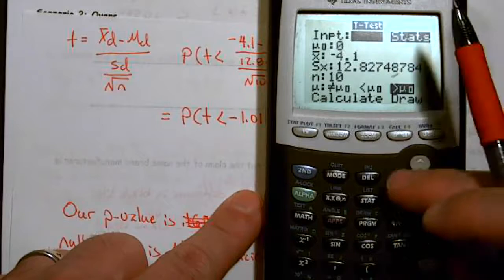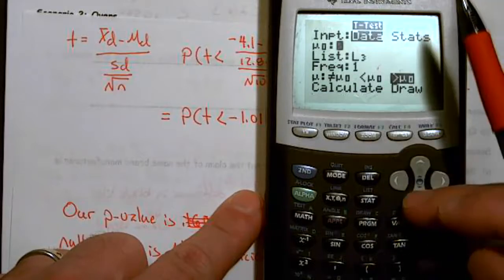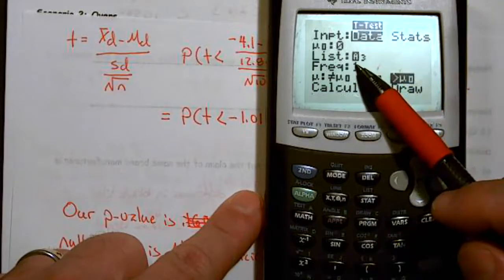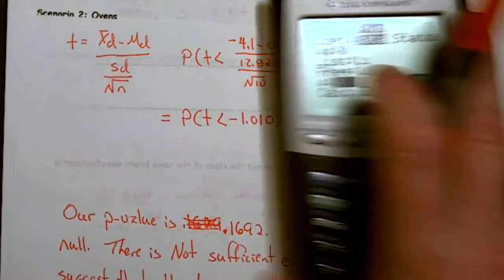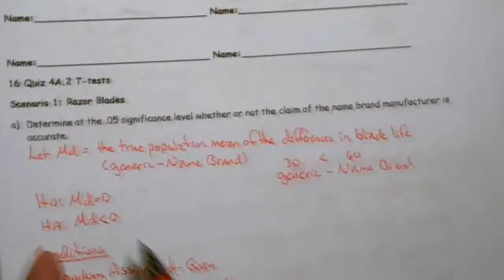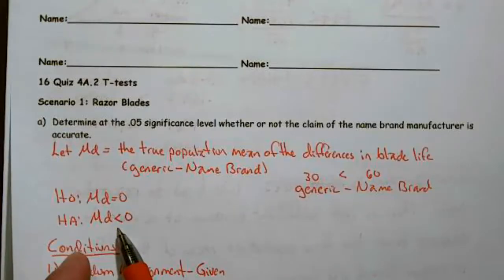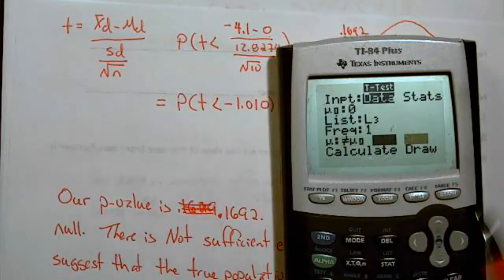I need to make sure that data is highlighted. My mean is 0. My list was from L3. And this part's really easy to make a mistake. So go back and look at your alternative hypothesis. My alternative hypothesis was a less than. So I need to make sure I have a less than highlighted.